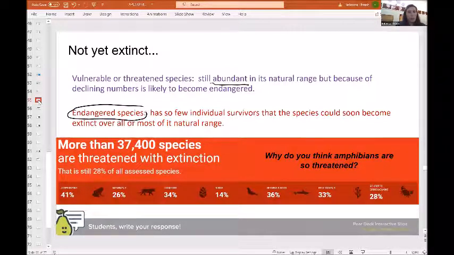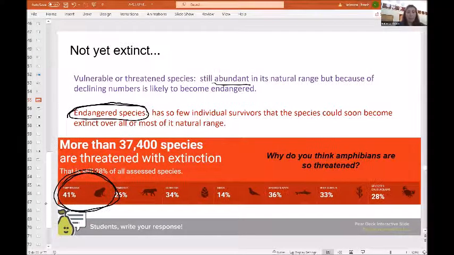Once we've got a species that is considered in danger, that means that so few individuals survive that the species could become extinct very soon everywhere. And right now we've got about 37,400 species that are threatened with extinction. And you can see here that amphibians are the most threatened. 41% of them are actually listed as threatened, vulnerable, or endangered. So my next question to you guys, why amphibians? Why do you think they're so threatened?